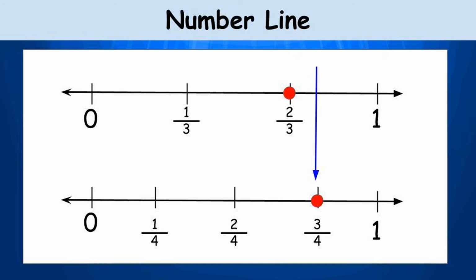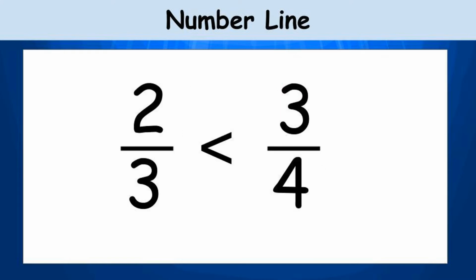That's right. 3/4 is your largest fraction. You can tell because the arrow is pointing to 3/4 on the number line on the bottom, and you can tell how it's closer to 1 than the other fraction. Now we can say that 2/3 is less than 3/4.